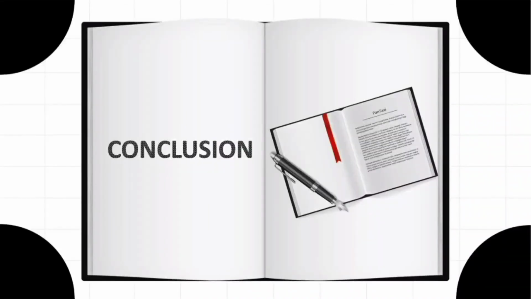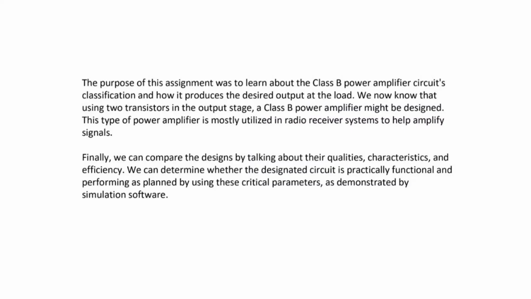Conclusion. In conclusion, from this assignment, we learned about Class B power amplifier circuit classification and how to produce the desired output of load. This type of amplifier is mostly utilized in radio receiver system to help amplify signal. Finally, we can compare the design by talking about quality, characteristic, and efficiency. We also can determine whether the design circuit is practically functional as planned.